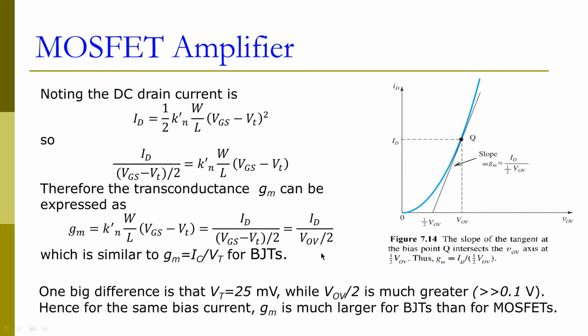So we can see there's a big difference here, because VT is a very small number. VT is the thermal voltage, that is only 25 millivolts. But VOV divided by 2 is going to be much larger, typically much larger than 0.1 volts. Therefore, for the same bias current, the MOSFET gm is going to be much smaller than that of a BJT. That's one thing you need to keep in mind in the future when designing a MOSFET-based amplifier. So the gm is smaller for a MOSFET.